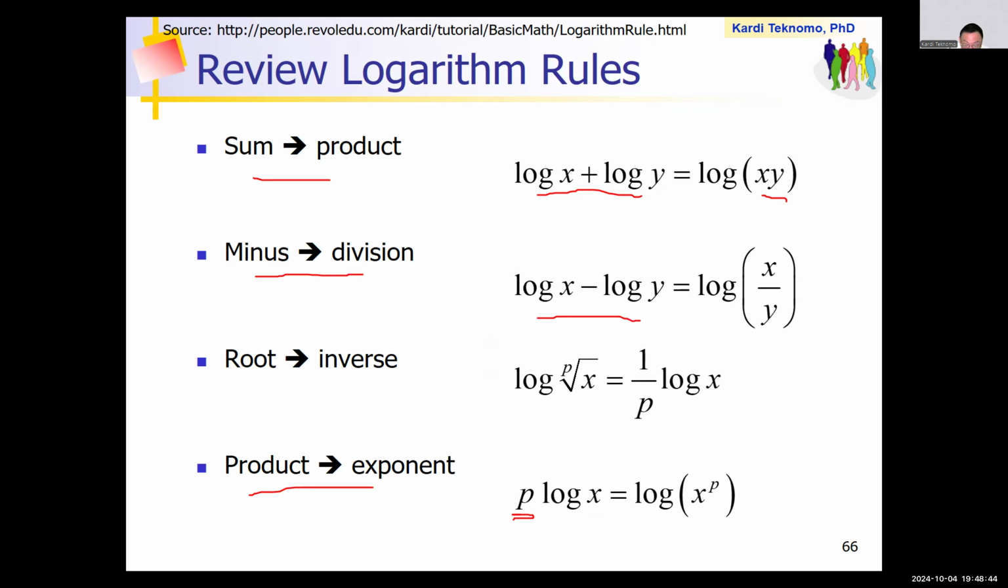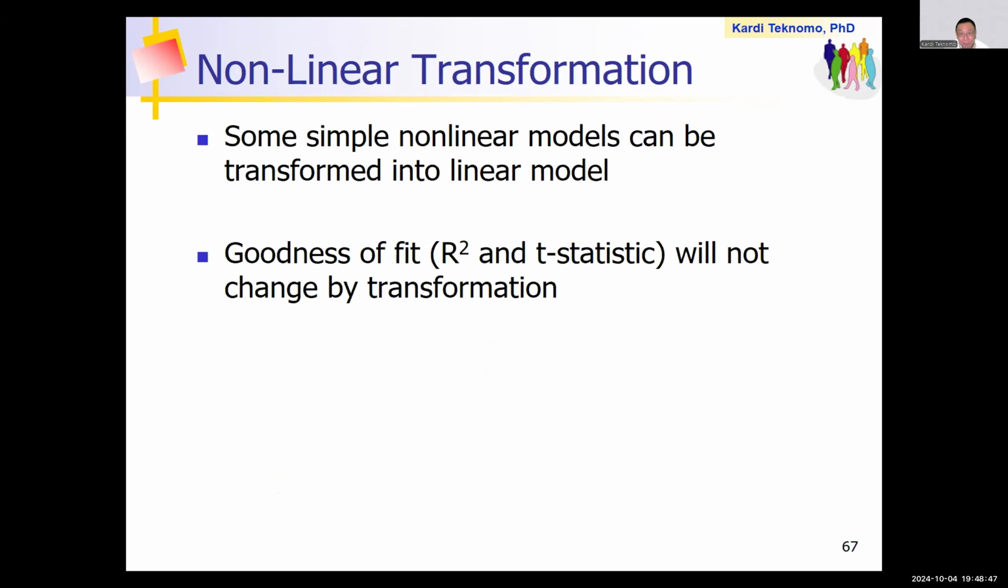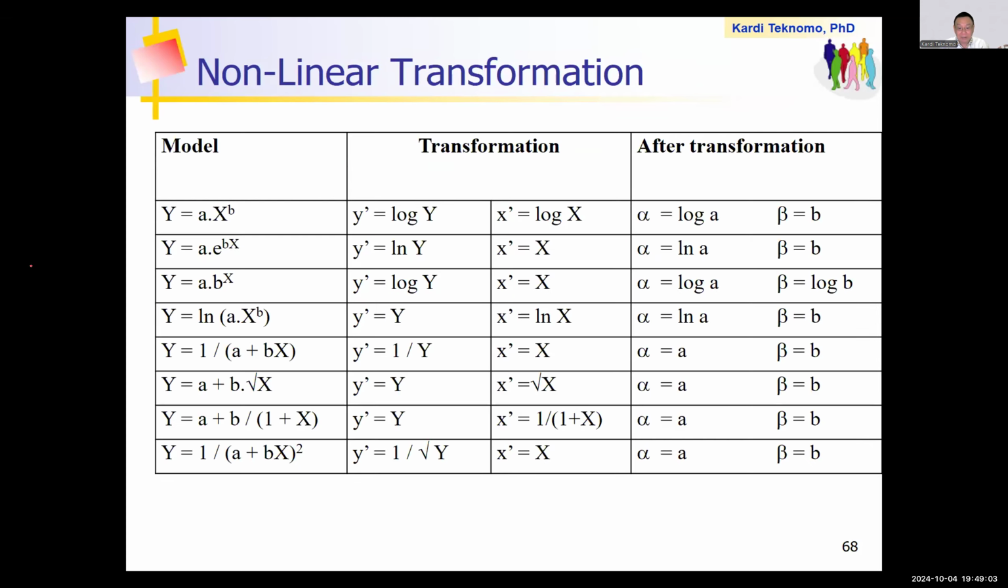Now with this you can transform some nonlinear models into linear models. In this case, the R square and the t statistic will not change after transformation. This is an example table of linear transformations. If you forget, you can come back here. This is the summary that I have derived.